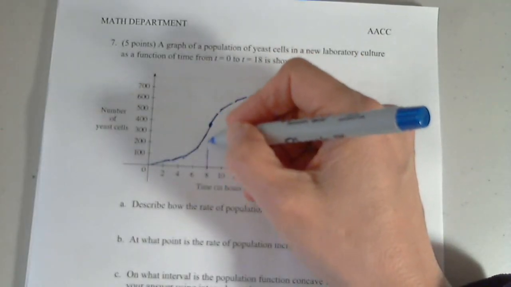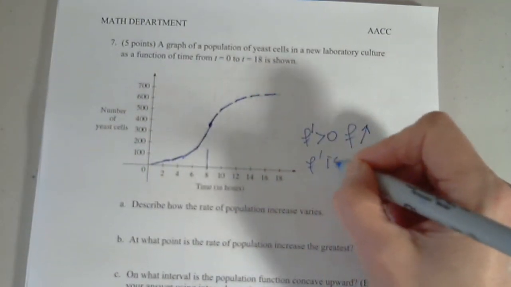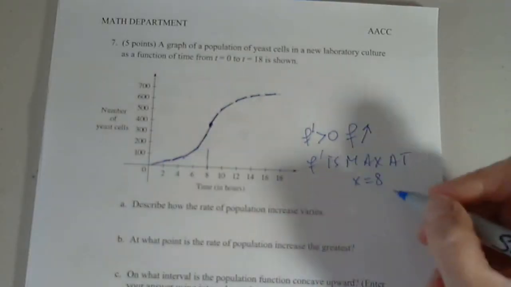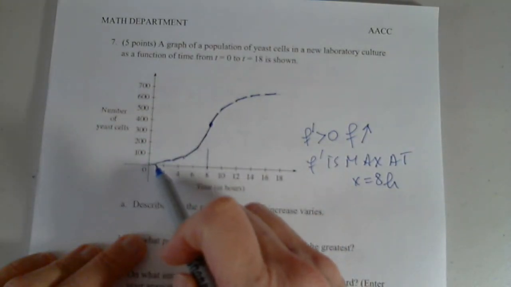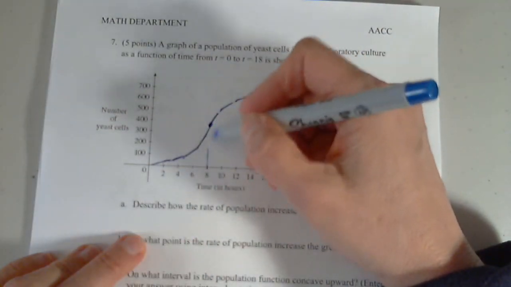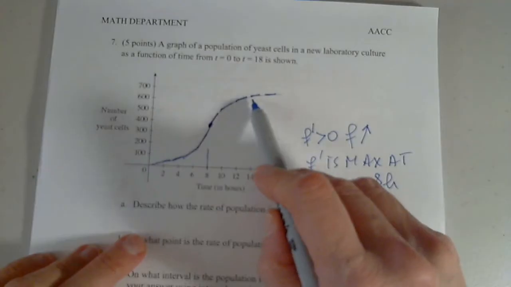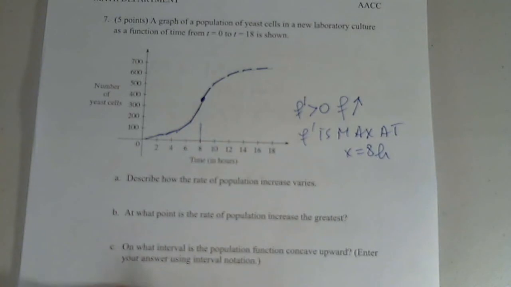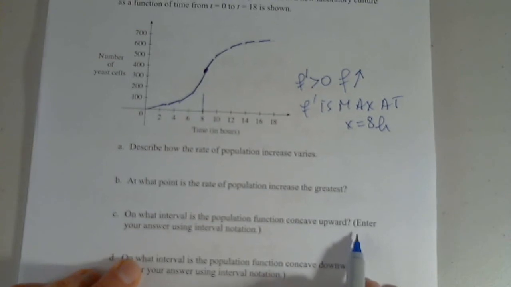And it appears that at 8 is the fastest increase. So f prime is max at x equals 8 hours. So describe. It starts slowly. It increases, increases, increases till the maximum possible for f prime. The highest rate of change is here. And then it starts leveling off, still positive. At what point is the rate of population increase the greatest? We already said that. On what interval is the population function concave upward?